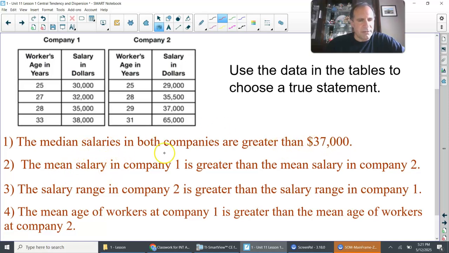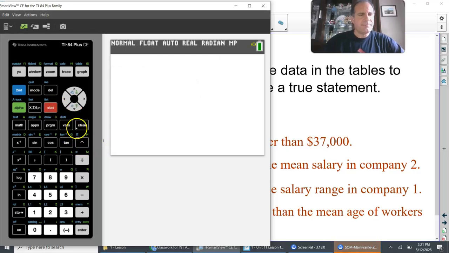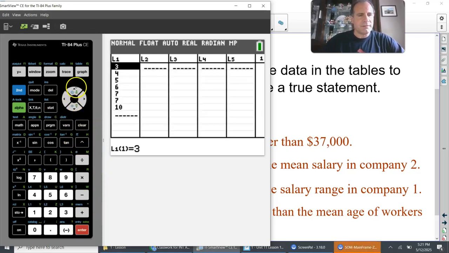The mean salary in company 1 is, mean salary. We're talking about salaries only. Salary range. And then the mean age of the workers. So the worker's age is not in these choices except for choice 4. So I'm not going to worry about the worker's age until I really am trying to get number 4 to cancel out. But I'm going to just go ahead and put into the calculator just the salaries. And that would help me out big time.